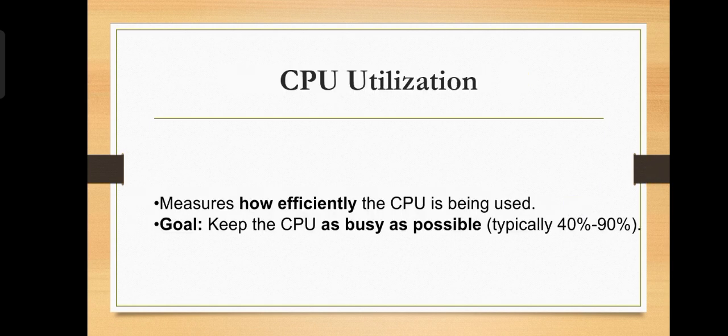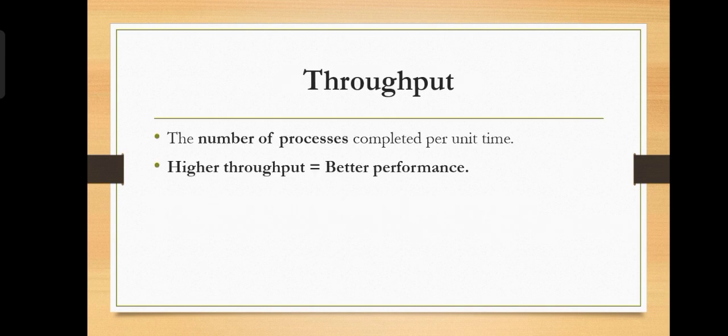Next is the CPU utilization. It measures how efficiently the CPU is being used. Its goal is to keep the CPU as busy as possible. It typically ranges from 40% to 90%. Next is throughput, the number of processes completed per unit time. If the throughput is high, it means better performance.